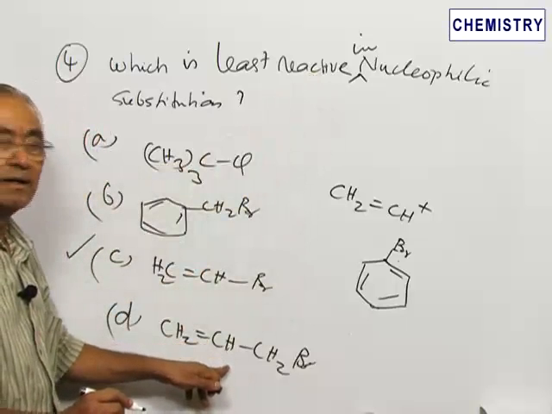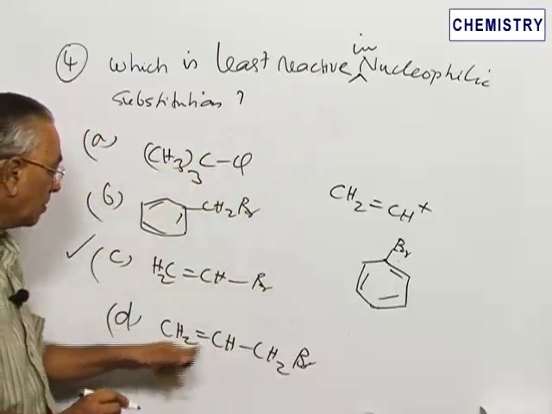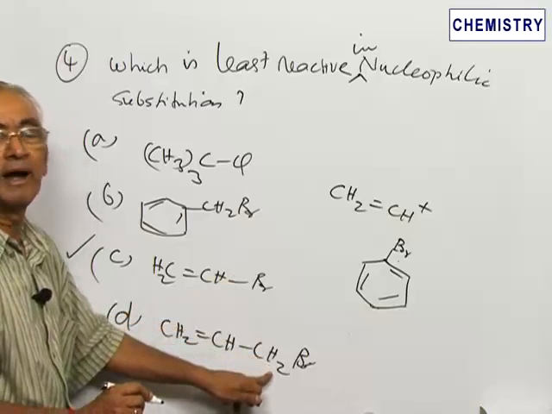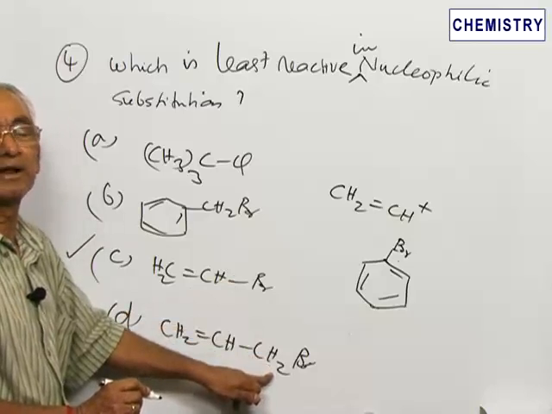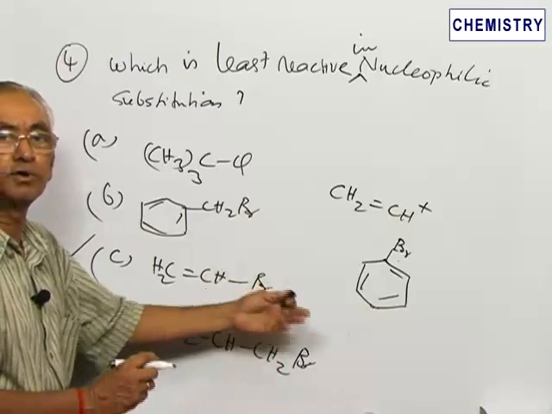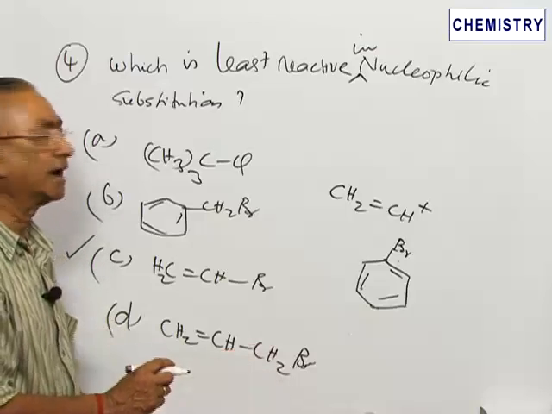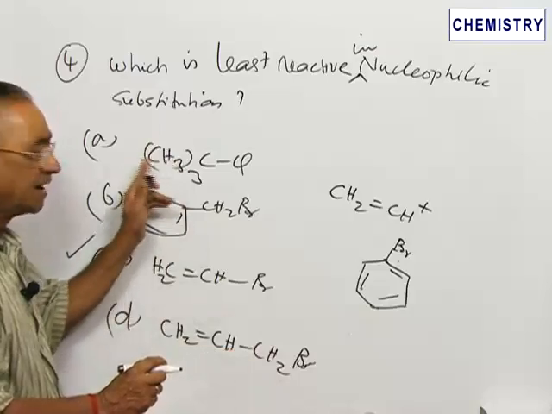On the other hand, the next one is known as allyl bromide. There is an extra carbon here. This is known as allyl bromide. Allyl bromide is fairly reactive. It can proceed by both SN1 or SN2 depending upon the conditions of the reaction, and therefore this is also reactive.